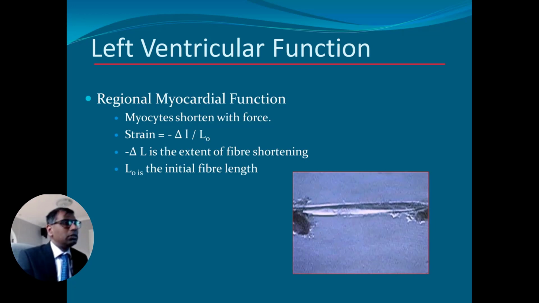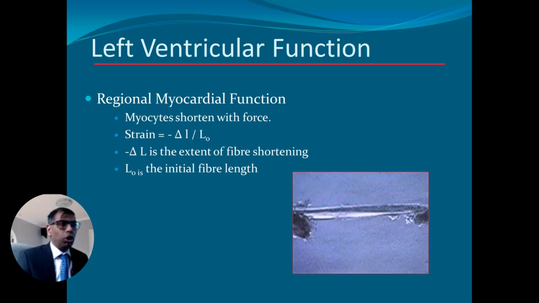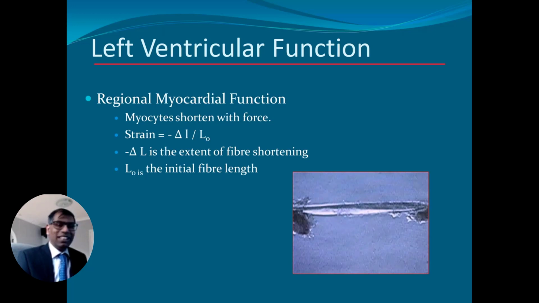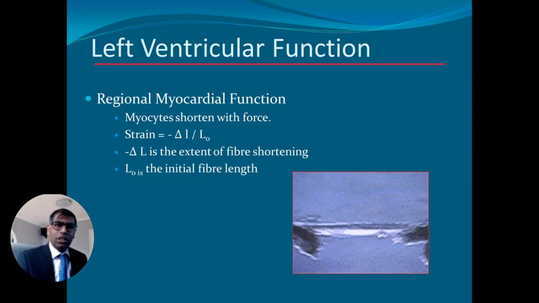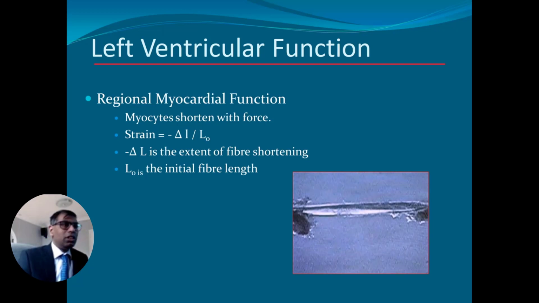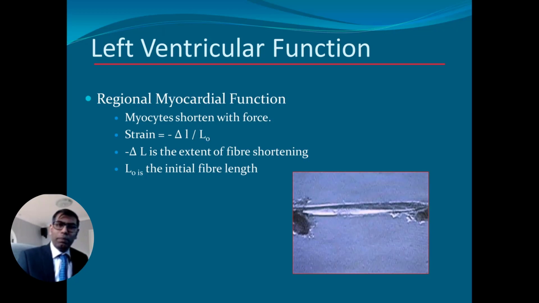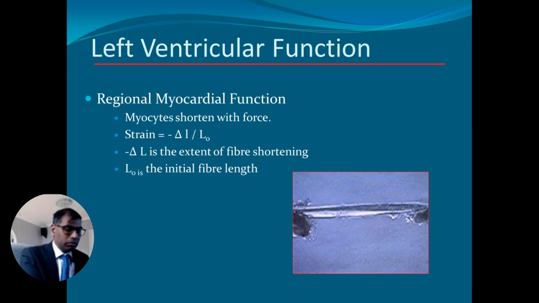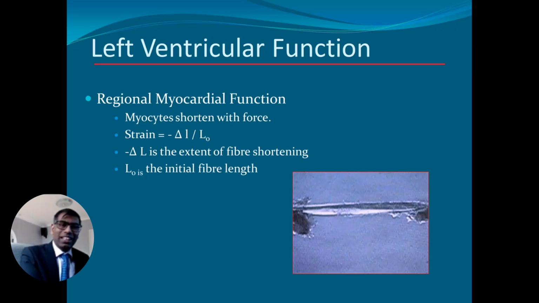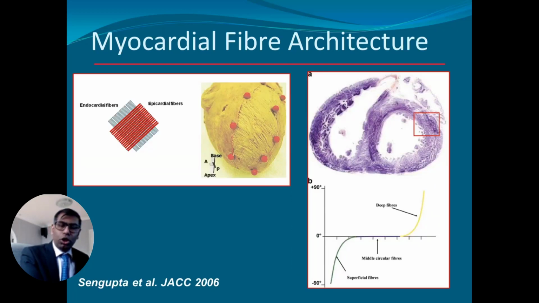During cardiac contraction, the myocardial fibers shorten. The extent of fiber shortening can be expressed as a ratio to the initial fiber length. This is called myocardial strain and is often a negative value. It is therefore a measure of regional myocardial function. Broadly, there are three types of strain. They are longitudinal strain, circumferential strain, and radial strain.